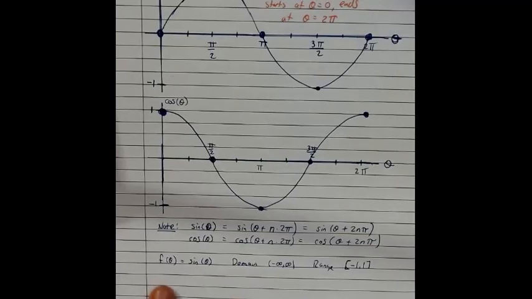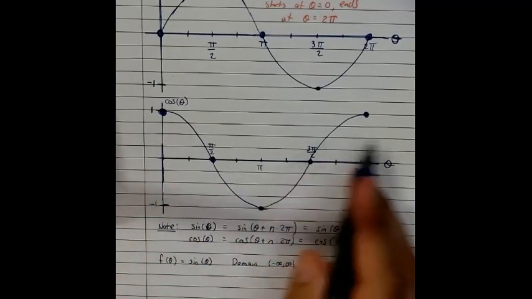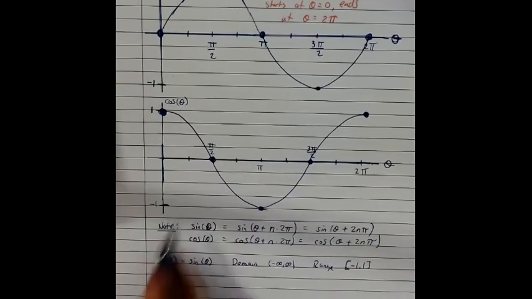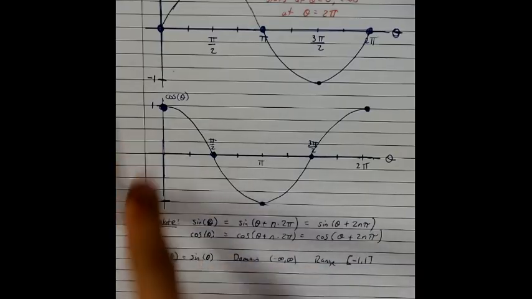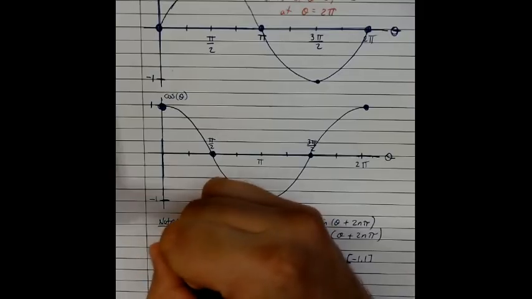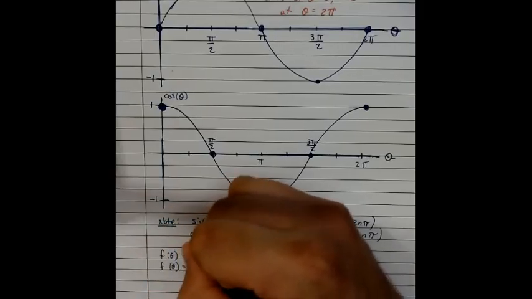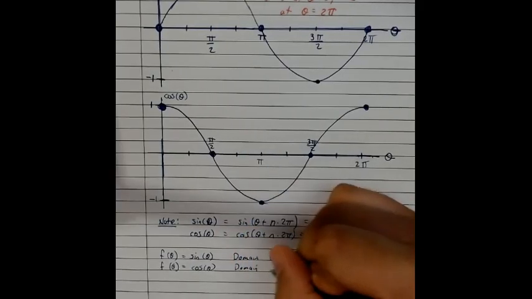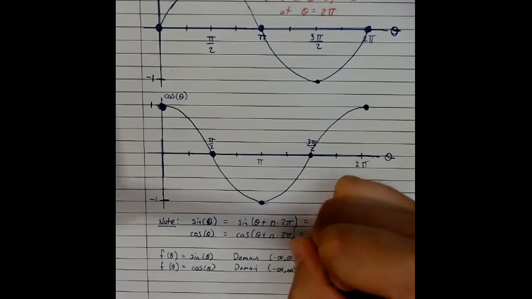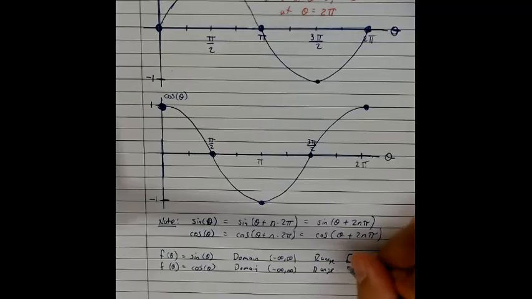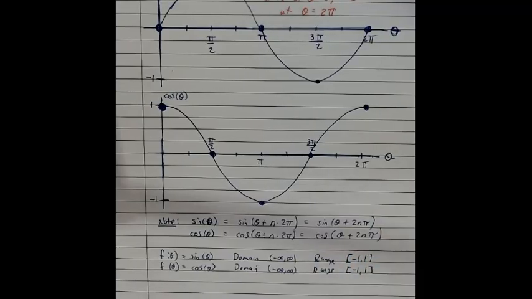And the same thing is true for the cosine function. This goes on forever in both directions, so its domain is infinite, but its maximum and its minimum are between 1 and minus 1. So here f of theta equals the cosine of theta. This further reinforces that the domain of this function is all real numbers, whereas the range of this function is simply the values between minus 1 and 1.